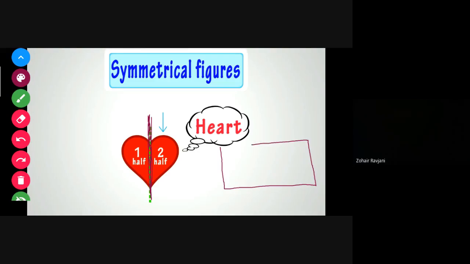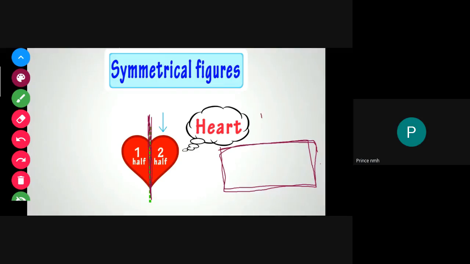Now suppose a rectangle is given. How can you divide it, vertically or horizontally? How many symmetrical lines will be there? Only vertical, only horizontal, or both? Vertical and horizontal both, ma'am. Very good. So both ways we can divide it into two equal, same mirror parts.